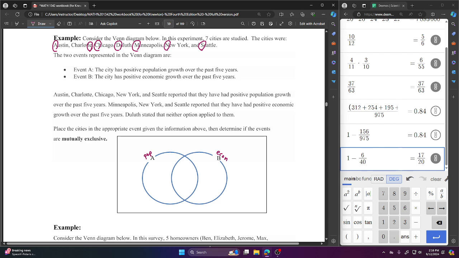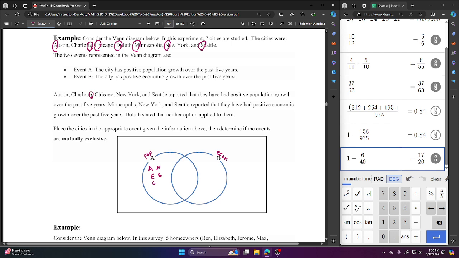So let's go through this. Austin, Charlotte, Chicago, New York, Seattle are reported to have positive population growth. So I need to put them in there now. And this is just me. It's a 2-part problem here. So Austin, Charlotte, Chicago, New York, Seattle, they're all in the population box right now, okay? I'll move them around later if I need to, okay?